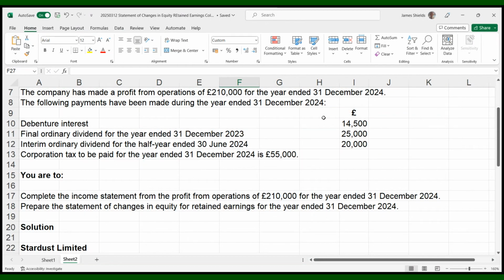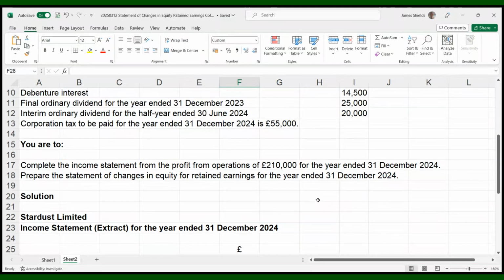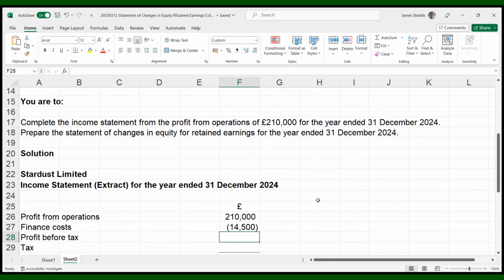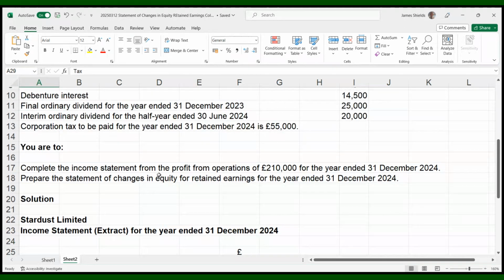So the debenture interest that was paid during the year was £14,500. So that's going to reduce our profit from operations. So £14,500. Let's just check that. That's the correct figure. Now the profit before tax is basically the £210,000 take away the £14,500 of finance costs. That gives us a profit before tax of £195,500.